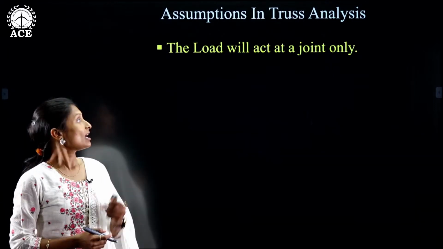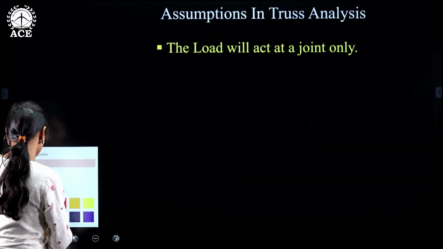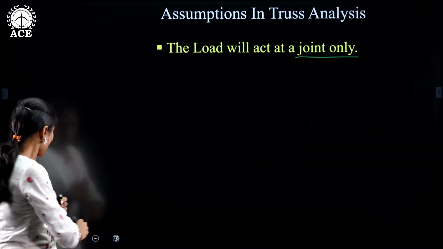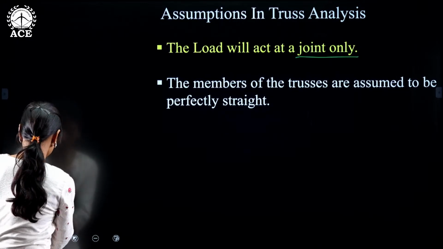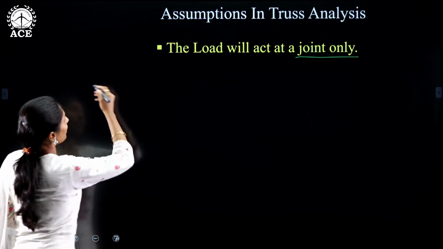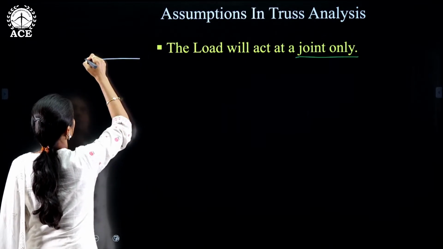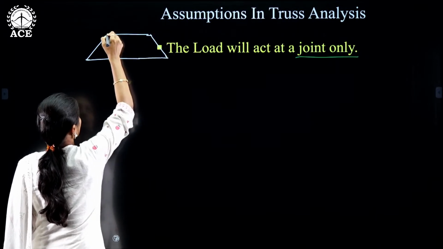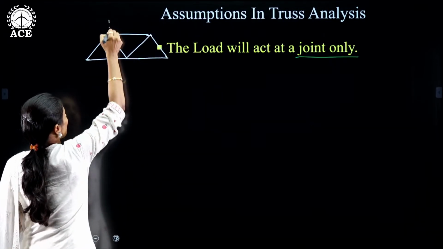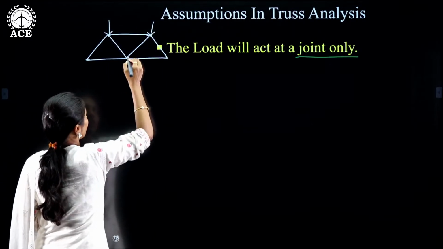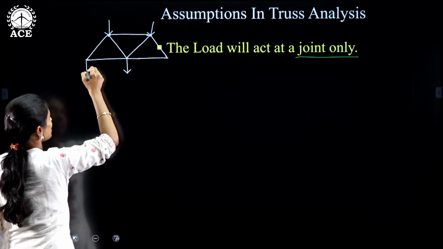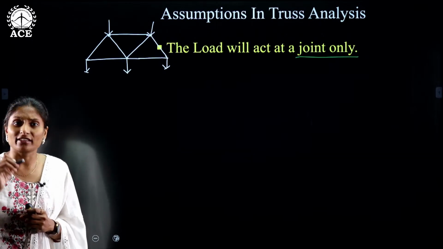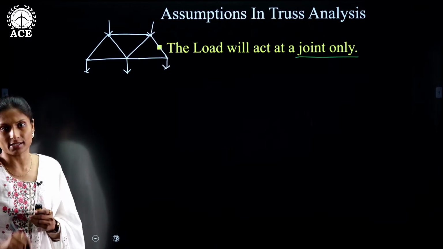First assumption is the load will act only at the joint. For example, if you consider a truss, the load will act only at the joints. So here either at this point or this point, whatever is highlighted in the figure, only at that point the load will be acting. This is our first assumption.